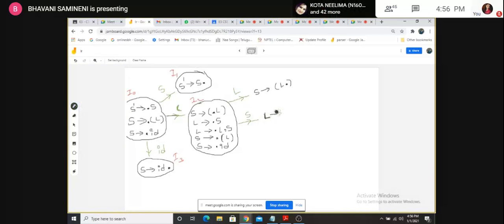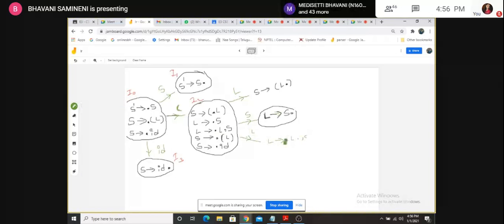L derives... yes, dot. Okay, no other S productions. We can close it here. And see here again, what is the next goto function I have to define? Next goto function I have to define is L, right? Again L, then I'll get L derives L dot comma S.